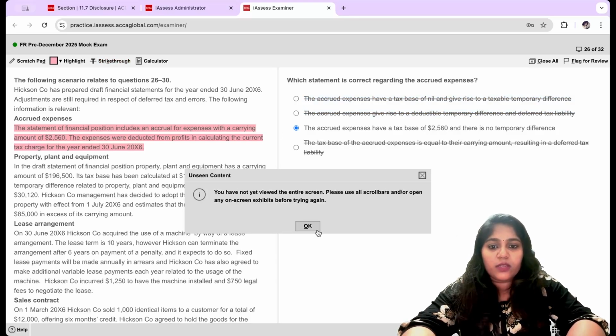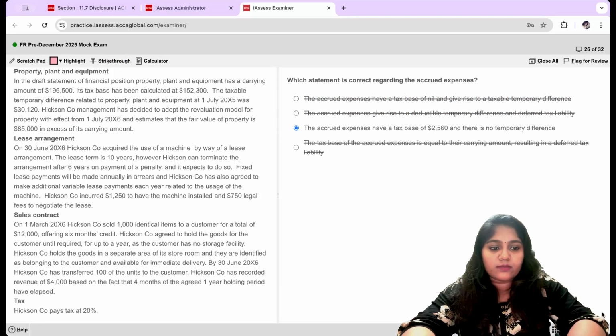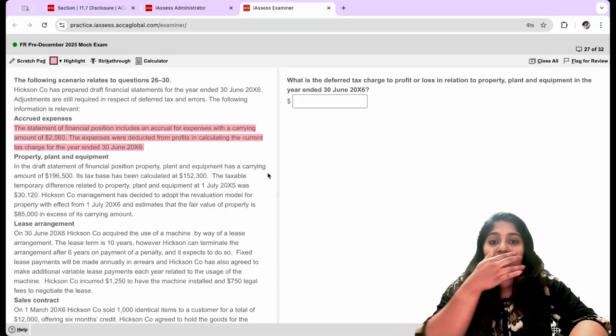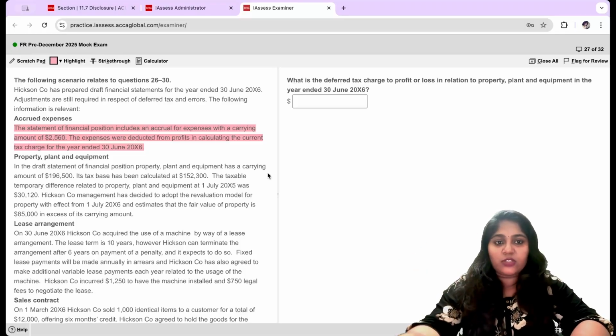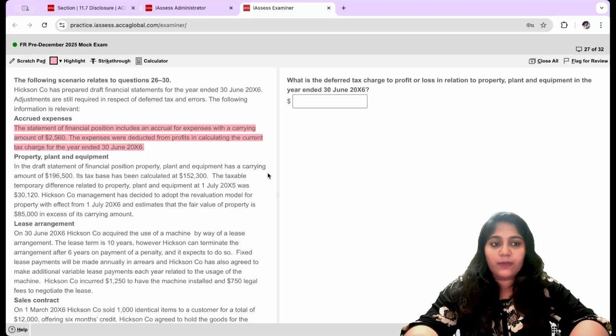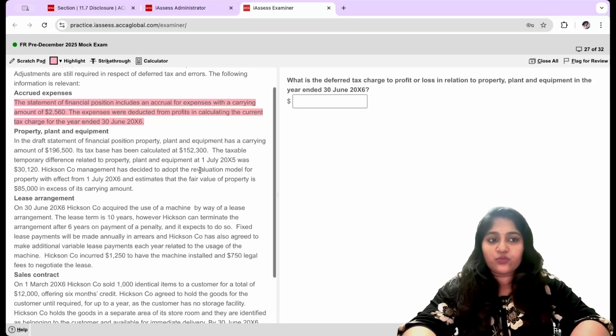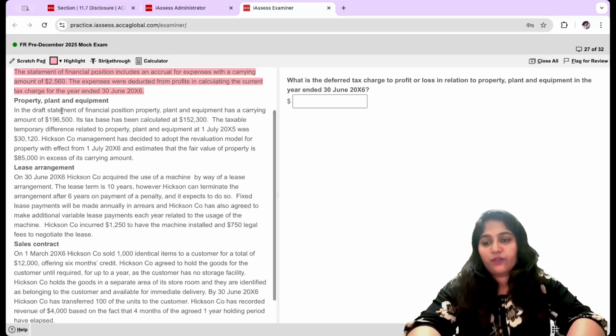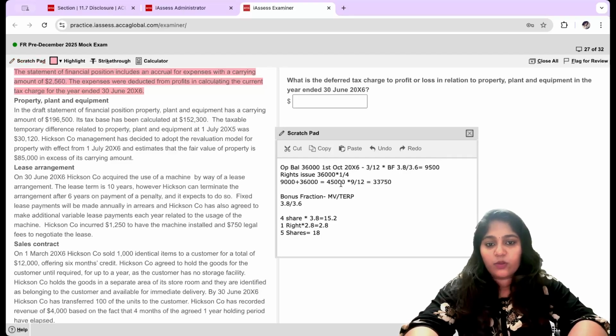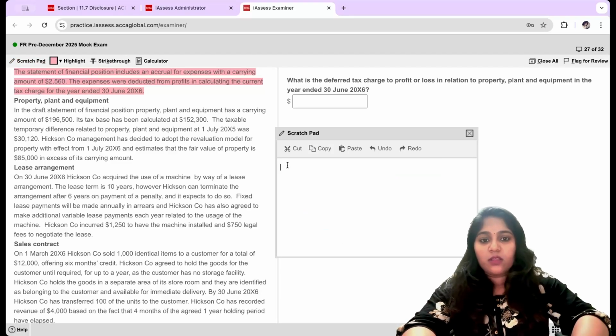Let's move to the next. Next: what is the deferred tax charge to P&L in relation to the property, plant and equipment in the year ended 30th June X6? Most of them will get confused on this. Let's look at this. I'm going to explain that in the scratch pad.